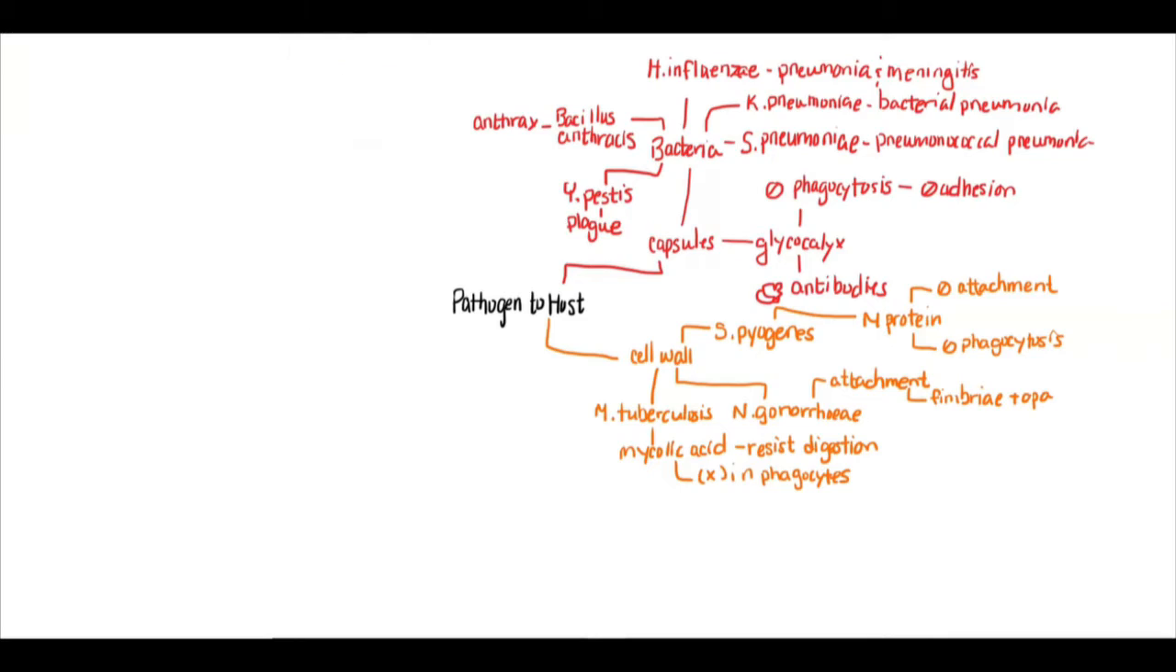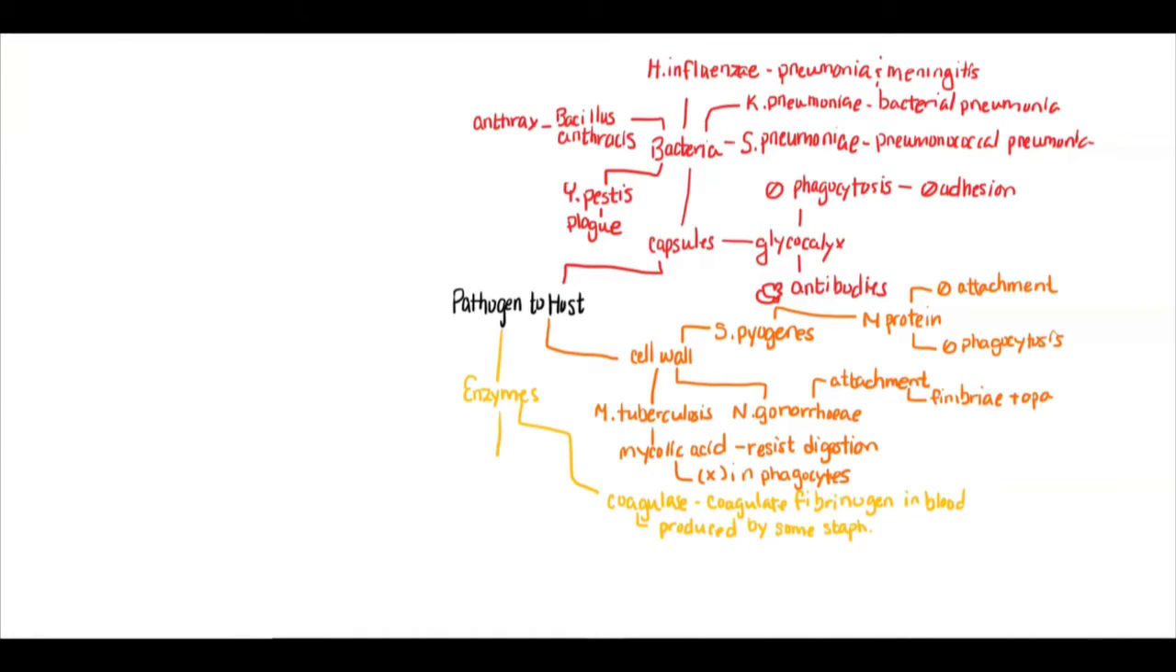Enzymes. Coagulase is an enzyme that coagulates fibrinogen in blood. They are produced by some staphylococci. Kinase is an enzyme that breaks down fibrin. Fibrin is used to isolate the infection.